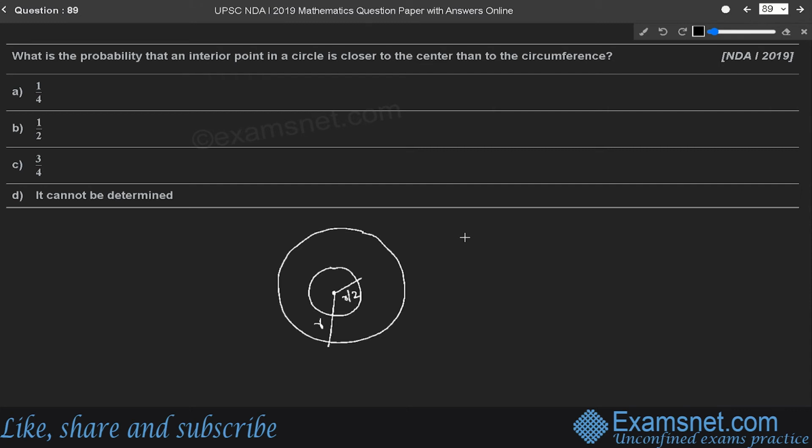So let the radius be r, then probability will be pi r by 2 square upon pi r square. We know that area of circle is pi r square, and here radius is r, and in the small circle radius is r by 2. So the required probability is 1 upon 4. Therefore the correct option for this question is option number A. You can see that this type of questions are very simple.